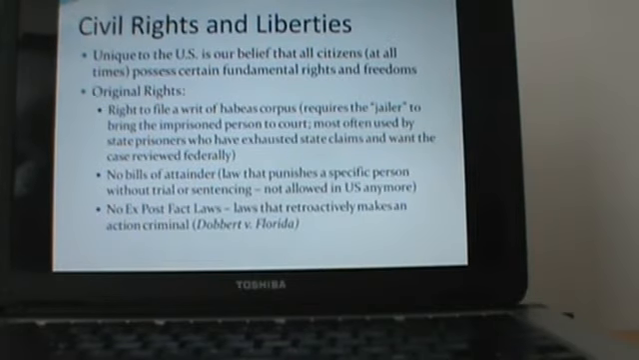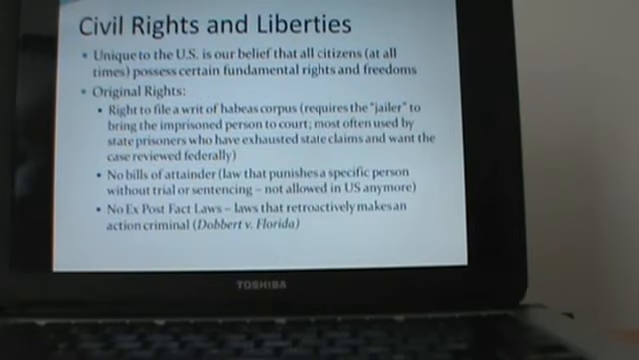It technically means that the jailer must bring the imprisoned person to court, and that stems from the past where in England the English were persecuting the colonists, and they would put them in jail first and ask questions later. We don't really have that issue now, but you still have the right to file a writ of habeas corpus to require a federal court to review your state issue.